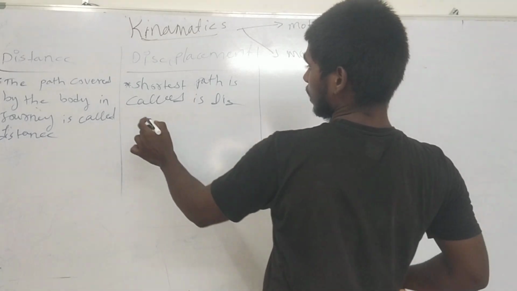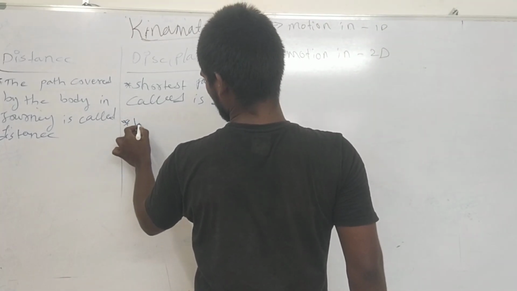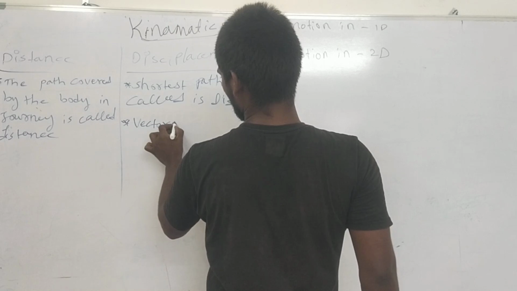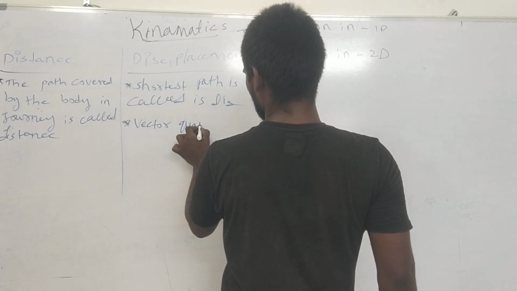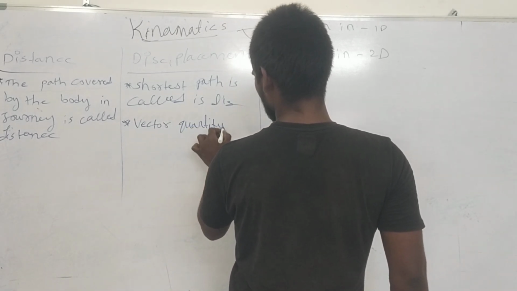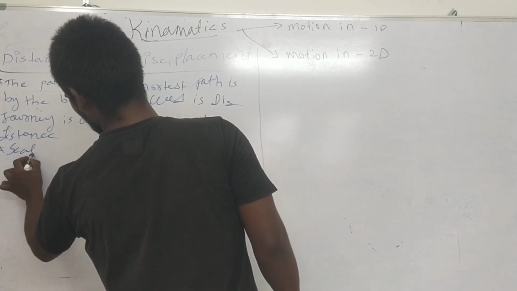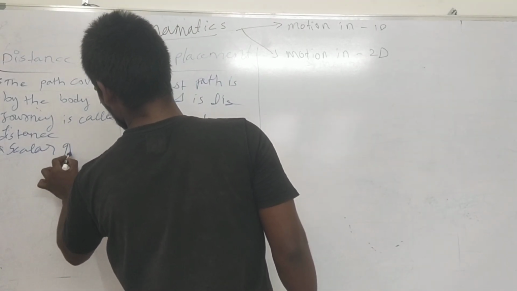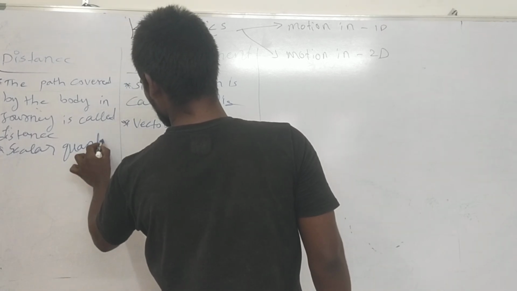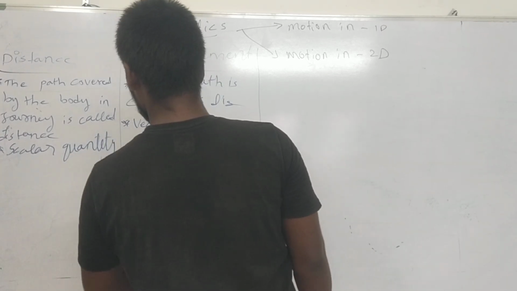One more thing here. Displacement is a vector quantity. Distance, obviously, is a scalar quantity.